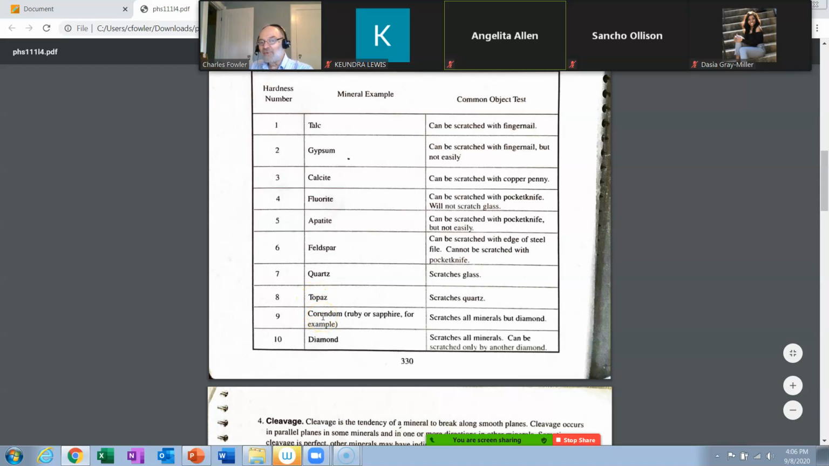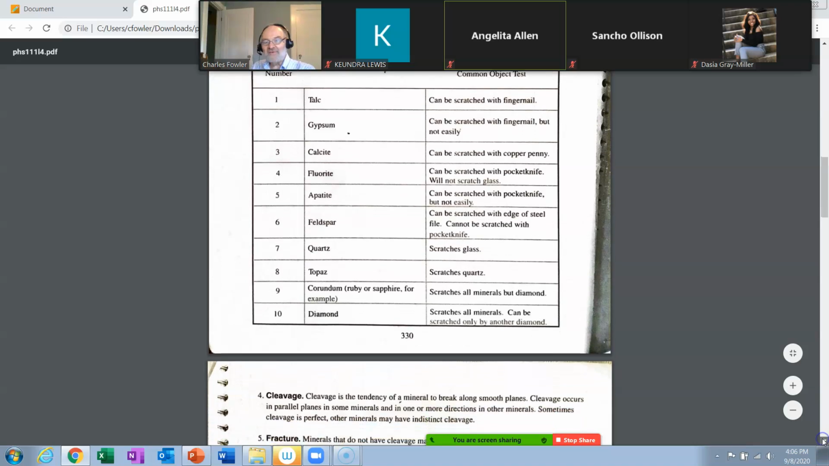Corundum, if you really want to do something that sandpaper doesn't do well on, corundum paper is more expensive, but it will really polish just about anything, except diamond. It won't get diamond because diamond's the hardest. So there's your hardness.